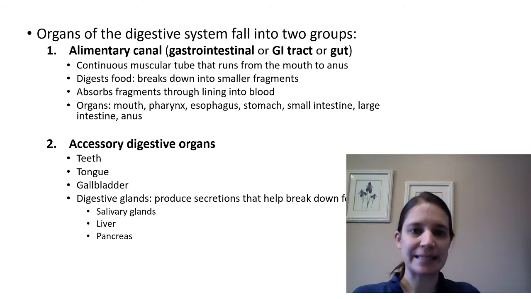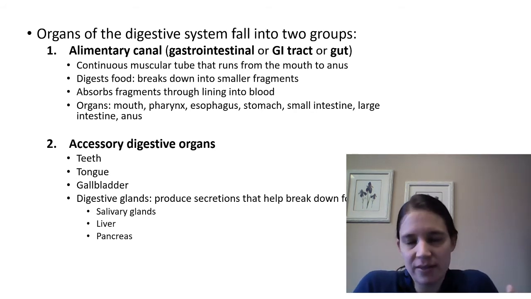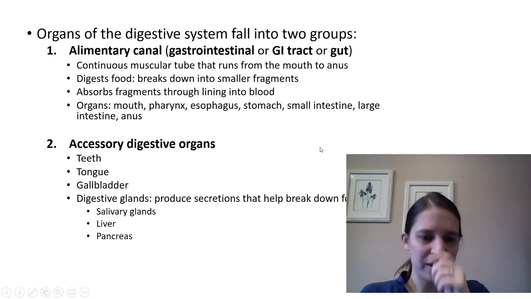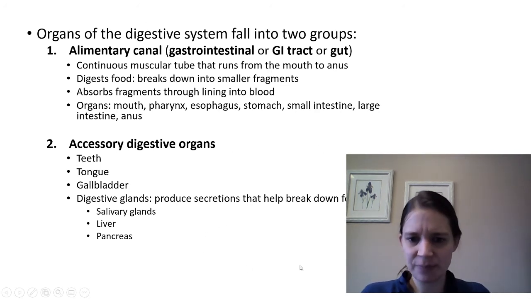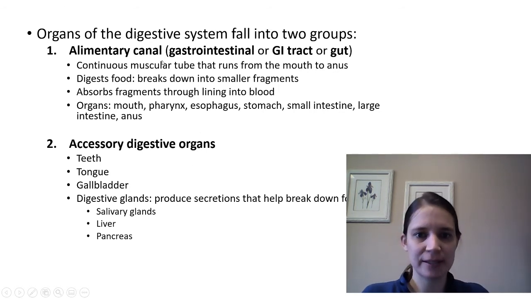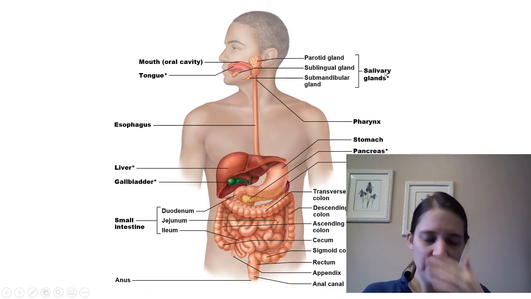Then there are a bunch of accessory organs, or things that help digestion. These are things like the teeth and the tongue and the gallbladder and a whole bunch of glands that are going to help service this GI tract. So here we have the whole picture, right?